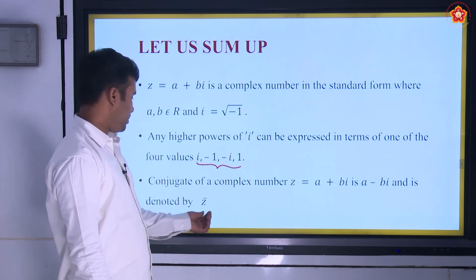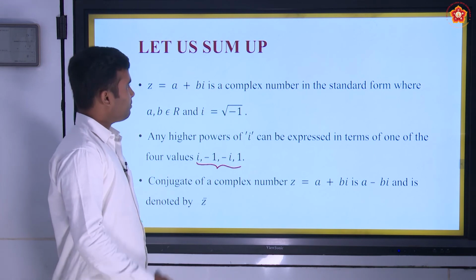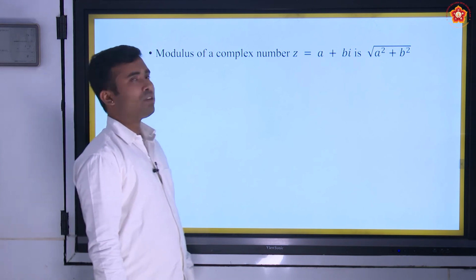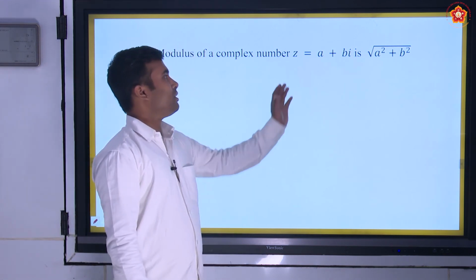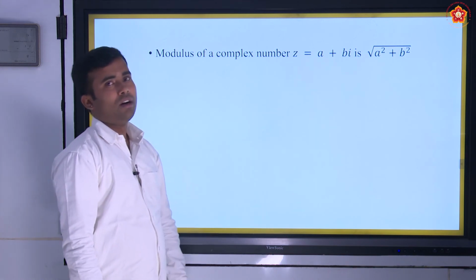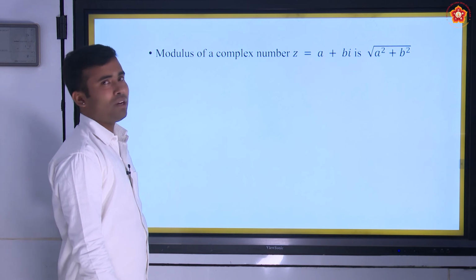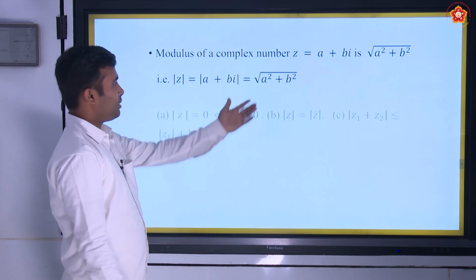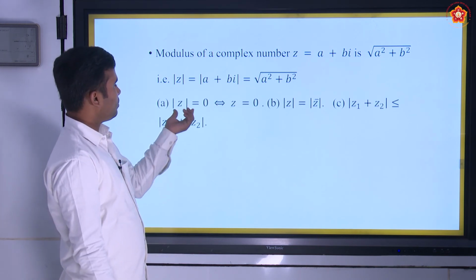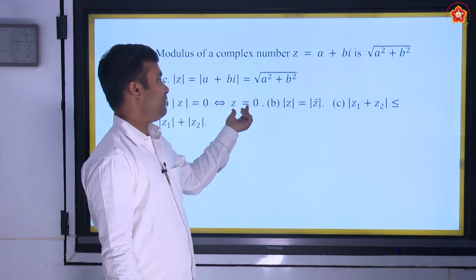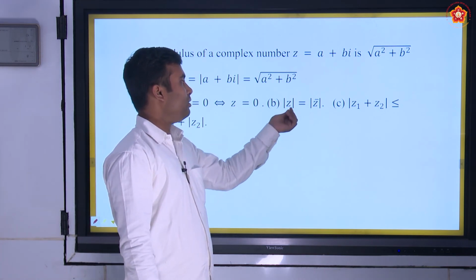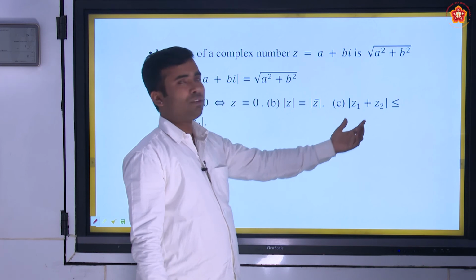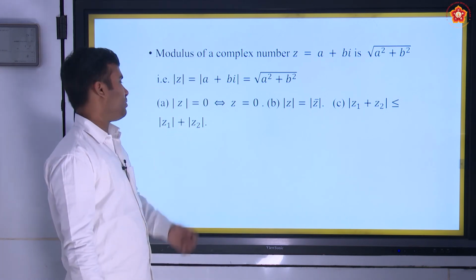And the conjugate is generally denoted by z bar. And modulus of a complex number. Modulus means the absolute value of a complex number. If z is equal to a plus ib, then its absolute value will be square root of a square plus b square, and it is denoted by modulus of z. Modulus of z is equal to 0 if and only if z is equal to 0, and also modulus of z is equal to the modulus of its conjugate. And the modulus of z1 plus z2 is less than or equal to modulus of z1 plus modulus of z2.